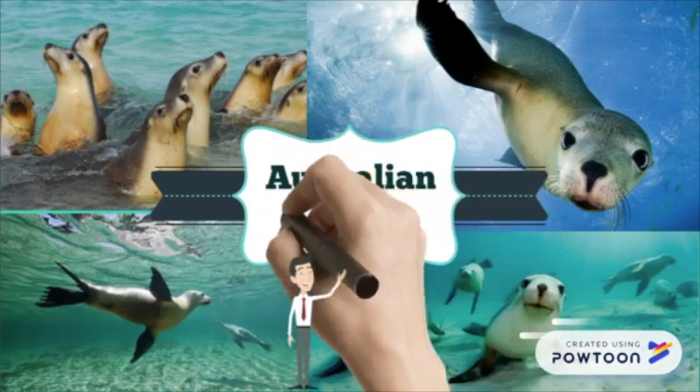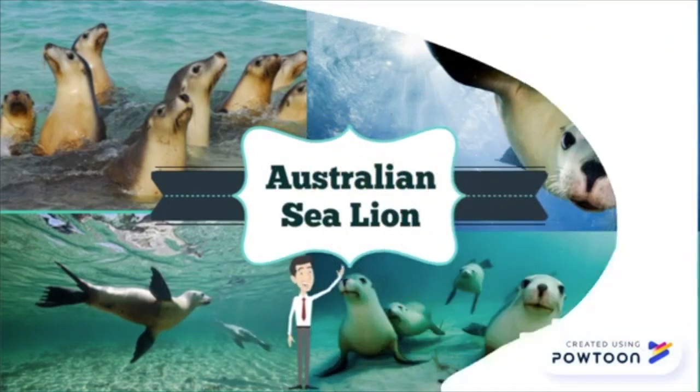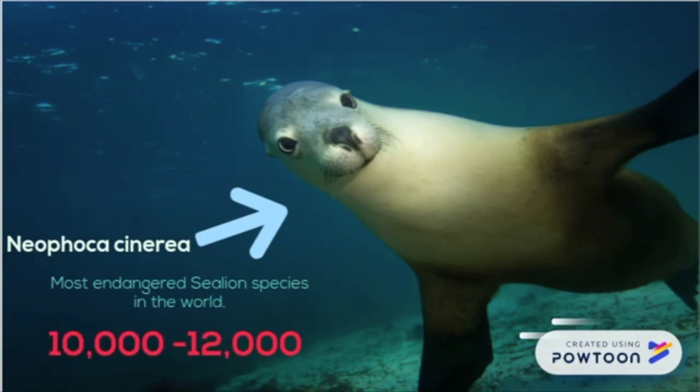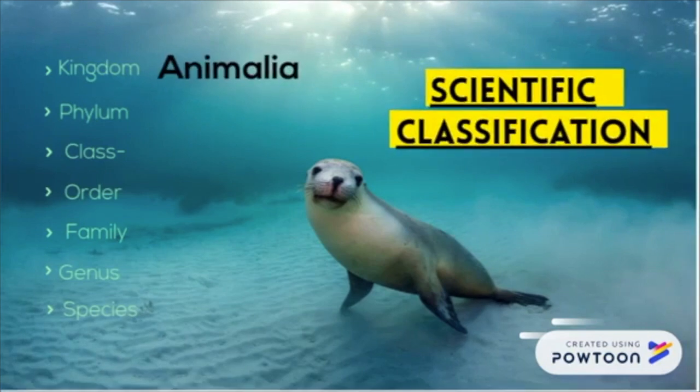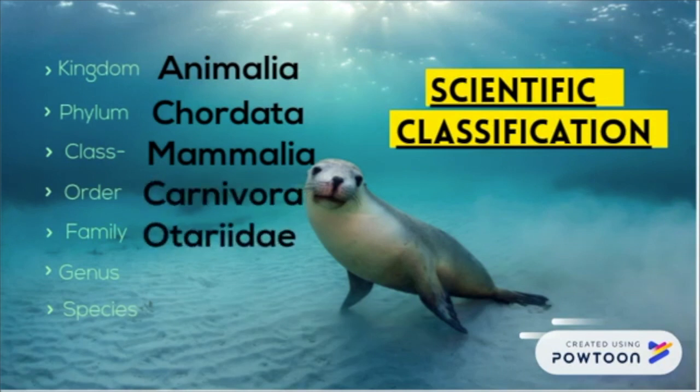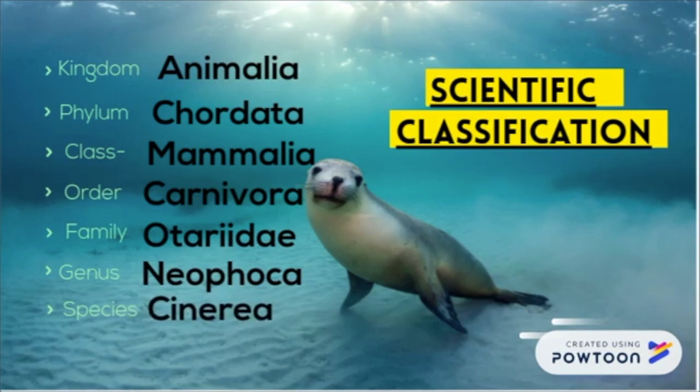The Australian sea lion. The sea lion, Neophoca cinerea, is the most endangered sea lion species in the world, with only 10 to 12,000 left. Scientific classification: Kingdom Animalia, Phylum Chordata, Class Mammalia, Order Carnivora, Family Otariidae, Genus Neophoca, Species cinerea.